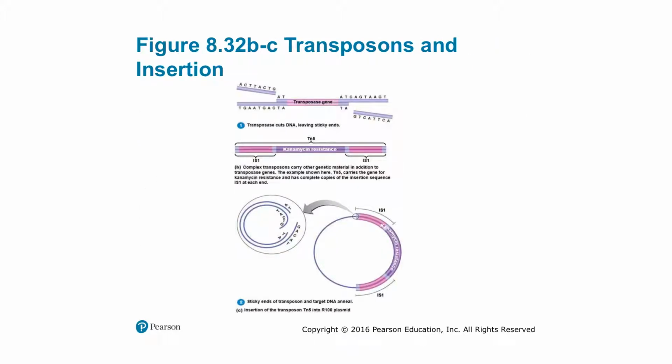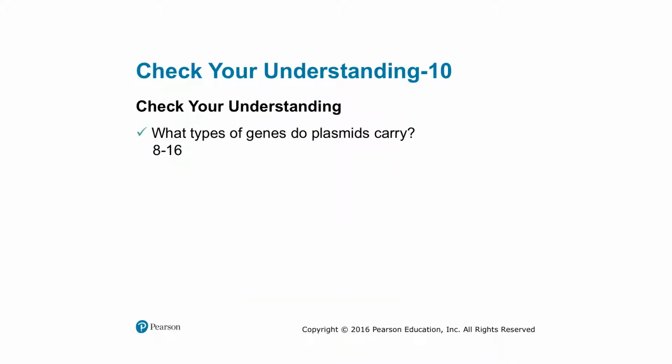And so in this kind of thing, the transposase cuts the DNA, leaving some sticky ends, and then the sticky ends of the transposon and target DNA anneal, which means they come back together, and they insert themselves into that plasmid. So here are your check your understanding questions. Please make sure you understand what's going on.